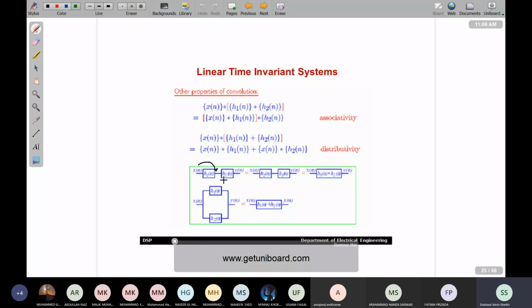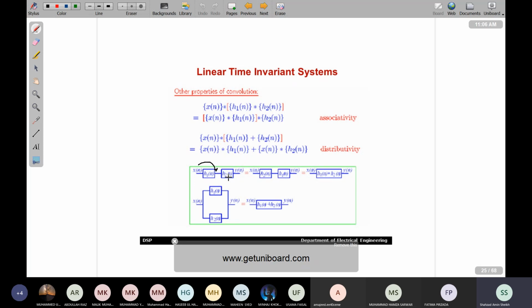H1 of n, impulse response of this system, will be convolved with impulse response of the second system, and you will be getting the resultant H3 of n, and that H3 of n will be here, and then you will be throwing an x of n, convolving with H3 of n, and getting the output, and that output will be similar to what you have obtained here. Agreed? And there is another possibility, that your systems are in parallel.